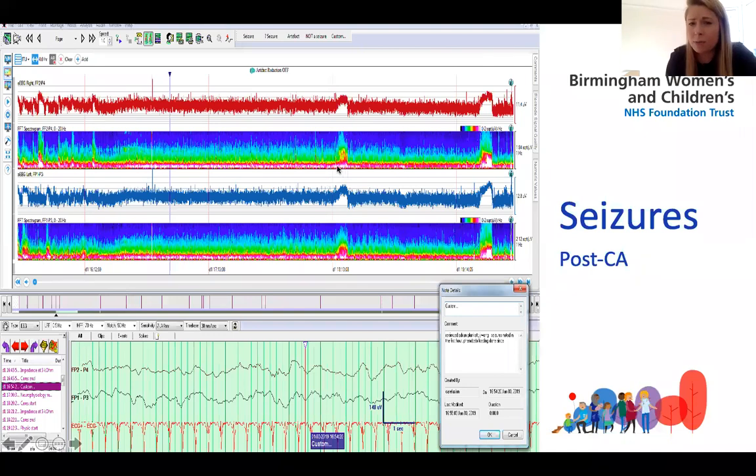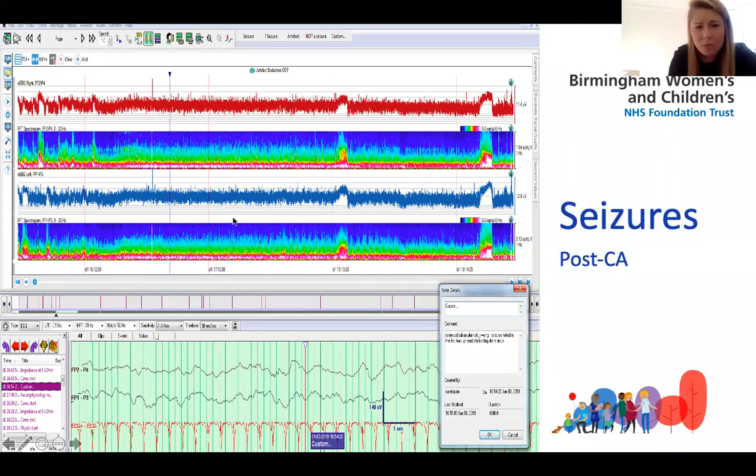Have we got any corresponding changes in the DSA? Yes, we have. We've got these increased red frequencies. And have we got any information from the EEG that's going to help support our decision? We don't have anything that supports the decision here. We don't have any rhythmic or repetitive patterns down here.